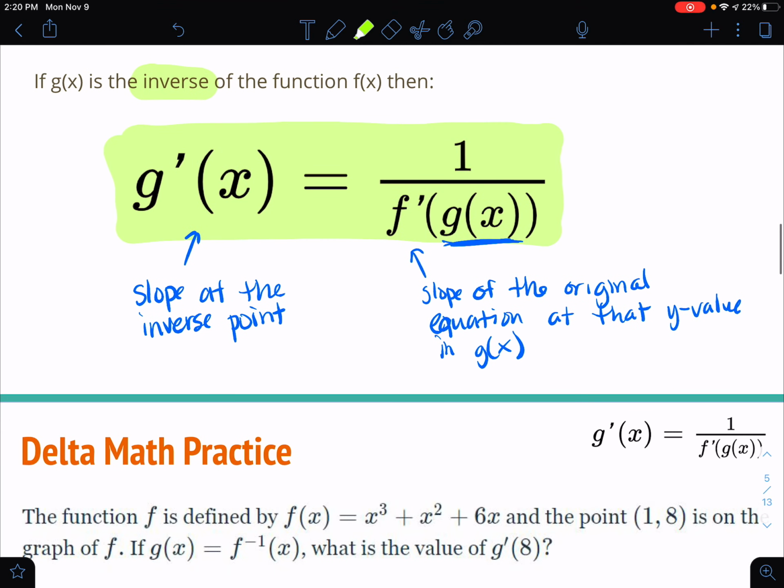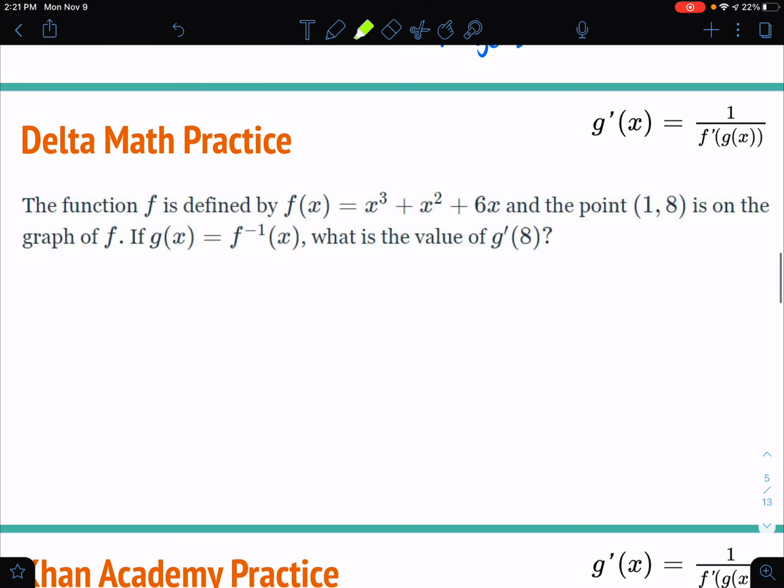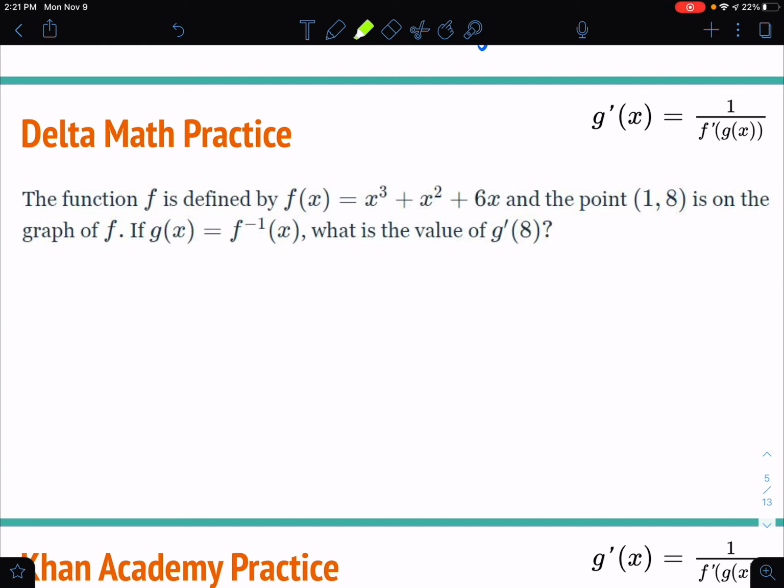Okay? So let's practice it. The function f is defined by f of x equals x to the third plus x squared plus 6x. And we know the point (1, 8) is on the graph of f. So I know the point f of 1 equals 8. And then they're telling me that g of x is the inverse of f. So if I know that g of x is the inverse, I automatically know that g of 8 is going to equal 1. Automatically, that's something that's 100% known here.